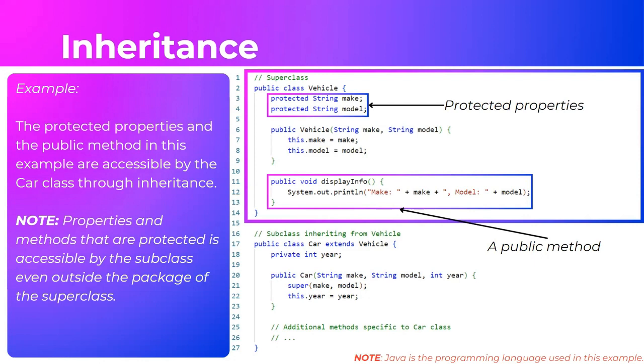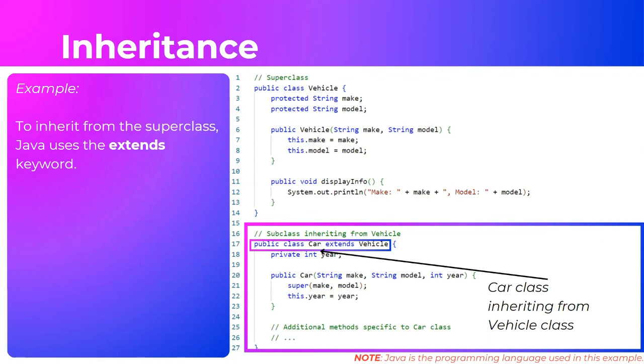So on our superclass, we have our properties, which are set to protected, and then we have our method, which is set to public, meaning both of these can be inherited by our car class. Now, talking about our car class, for us to implement inheritance in Java, we use the keyword extends. So our class extends the name of our superclass. And then right after that, anything protected and public within our superclass can now be used by our subclass. Okay.